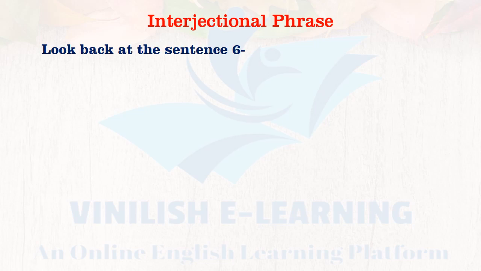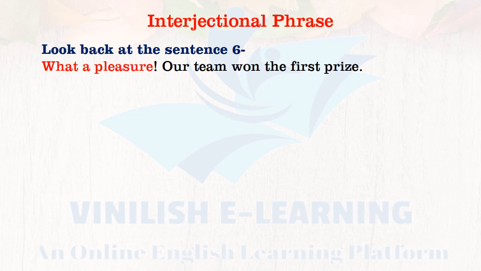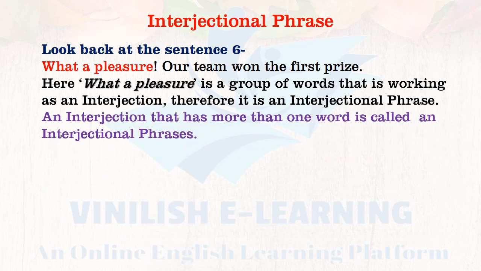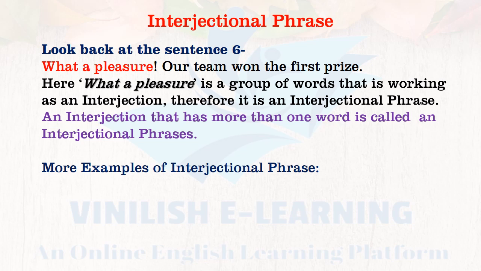Interjectional phrase. Look back at sentence 6. What a pleasure, our team won the first prize. Here, what a pleasure is a group of words that is working as an interjection. Therefore, it is an interjectional phrase. An interjection that has more than one word is called an interjectional phrase.